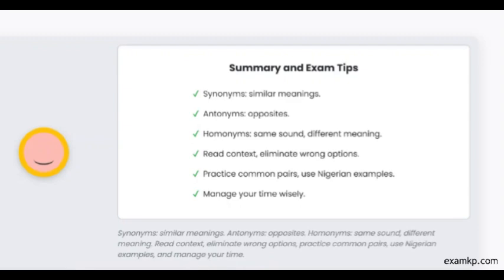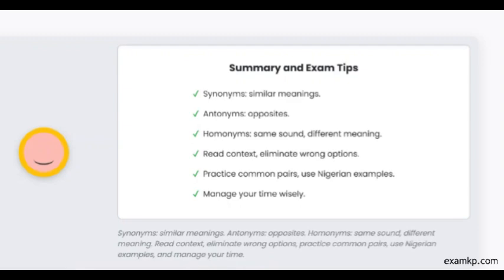Synonyms, words with similar meanings like big and large. Antonyms, words with opposite meanings like hot and cold. Homonyms, words that sound alike but have different meanings like bear and bear.